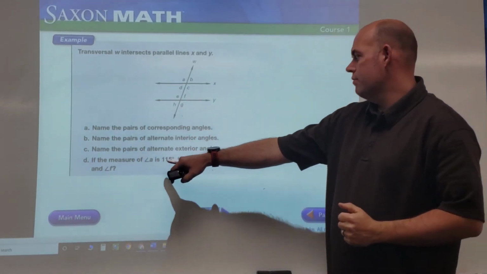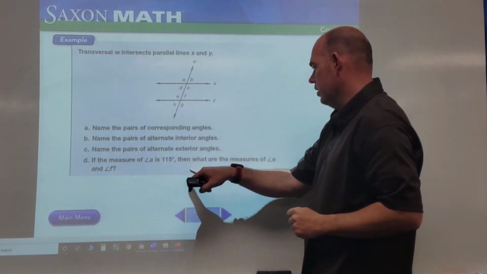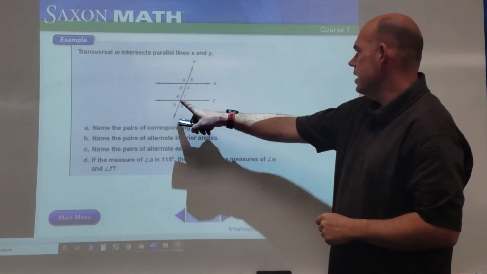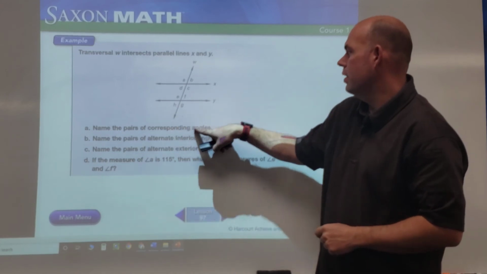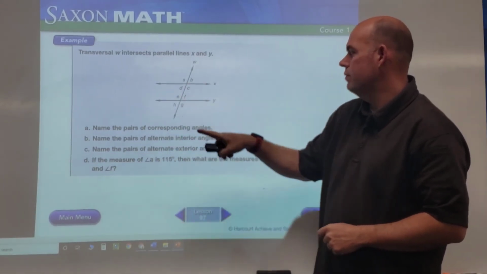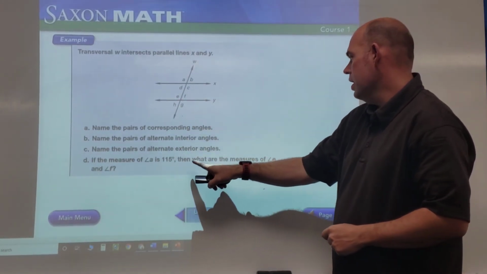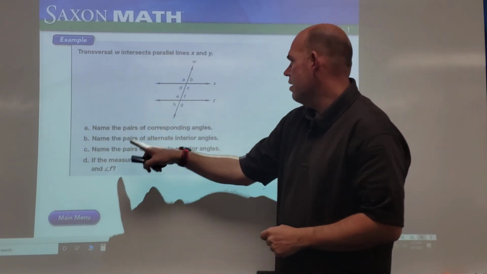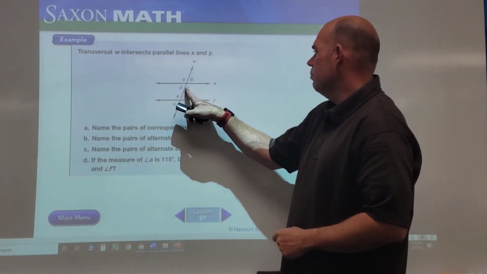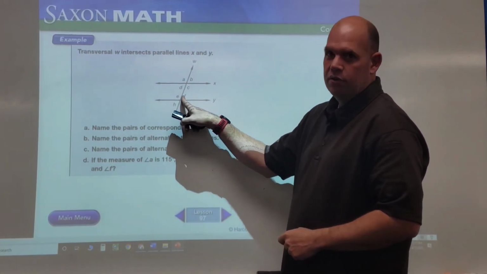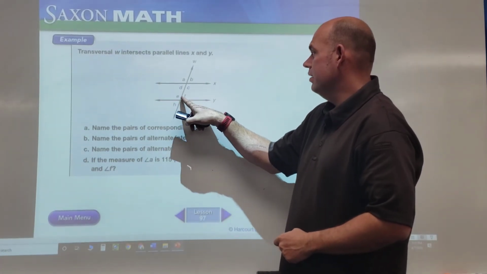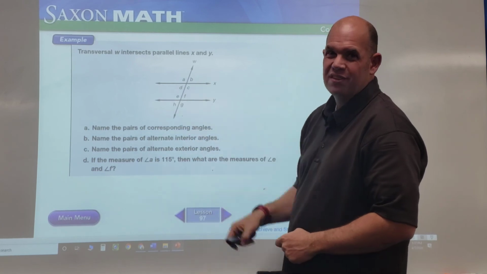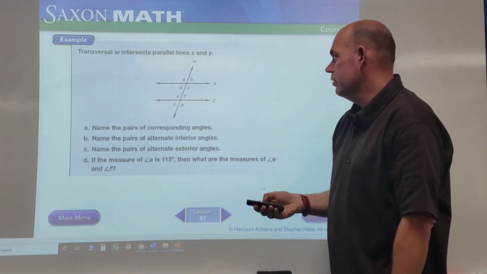And if the measure of A is 115, then what is the measure of E? That's a corresponding angle. So A and E, 115 equals 115. And the measure of F, that would be a supplementary angle. So add them together and it equals 180. 180 minus 115 equals 65. So that's what that is.